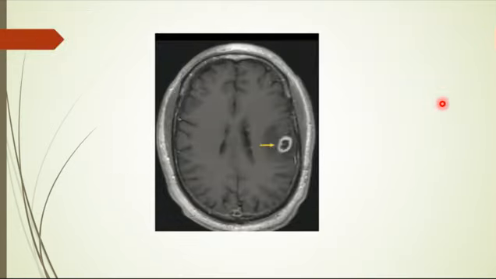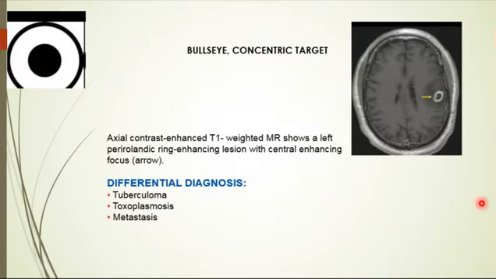It can be multiple, can be single. Usually multiple, but it could be single. You can see here the central dot sign. This is the bull's eye, the pupil of the eye. Again, the differential here is narrower than for a ring enhancing lesion. Tuberculoma, toxoplasmosis, and metastasis are the top priorities.